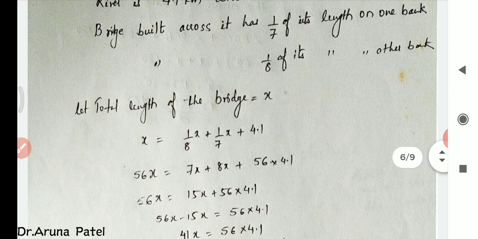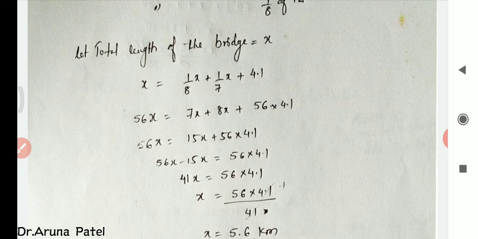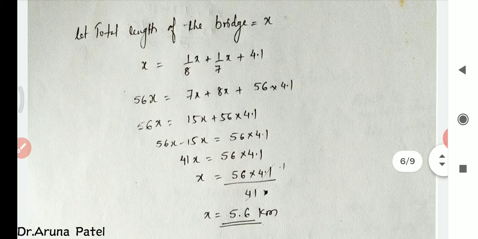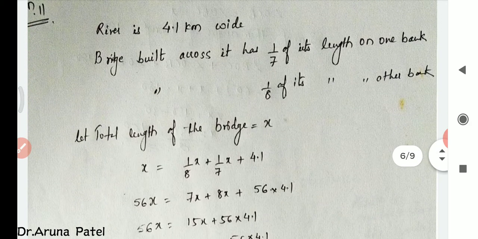On simplifying, on taking LCM 56, 7 into 8, you get in the left hand part 56x equals 7x plus 8x plus 56 into 4.1. On simplifying you get 56x is equal to 15x plus 56 into 4.1. So on subtracting 56 minus 15, you get 41x, and on the right side you also have 4.1. So on removing the decimal and putting 10 in the denominator, you get 56 by 10, or on simplifying you get 5.6 kilometer. So this is given in option number 3, which is the correct answer for this question.